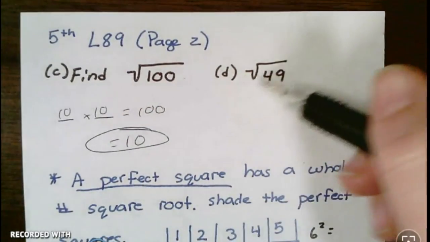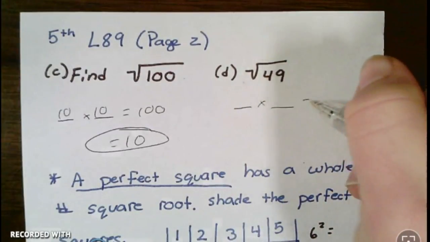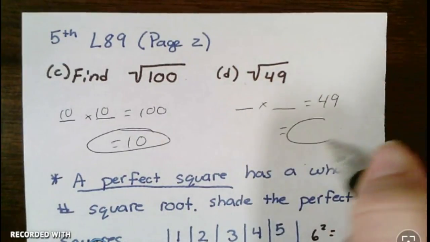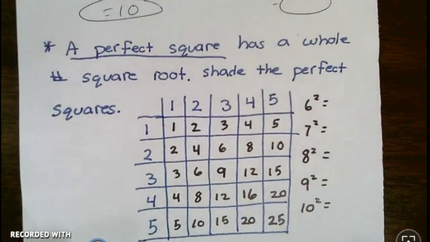Okay, what about this one? The square root of 49. What number times itself equals 49? Because that's going to be your answer. Plug it in there. A perfect square has a whole number square root. All the examples I just gave you are called perfect squares. Shade the perfect squares.